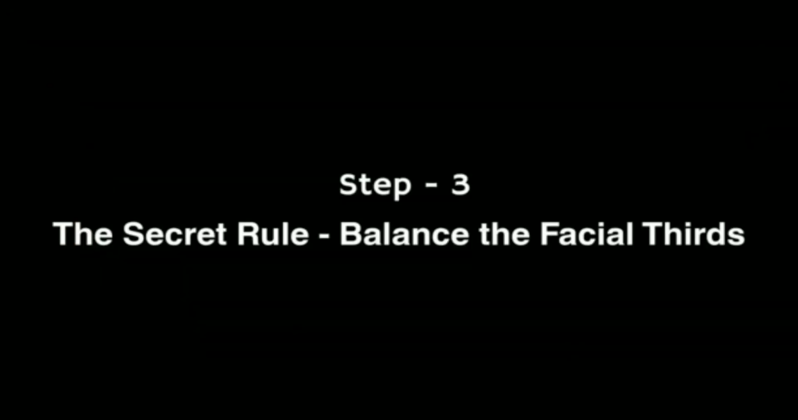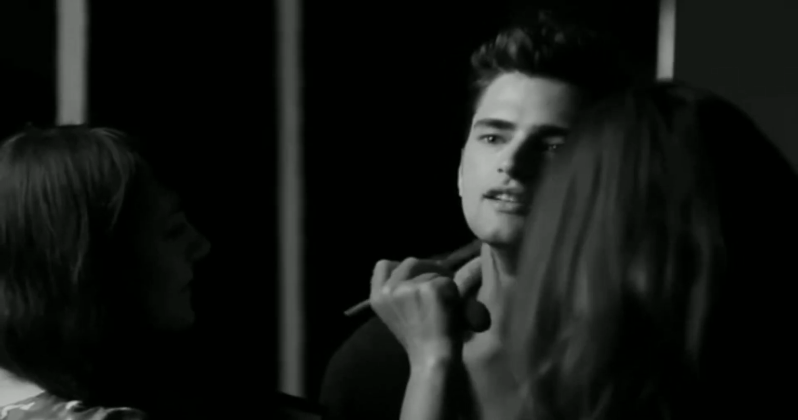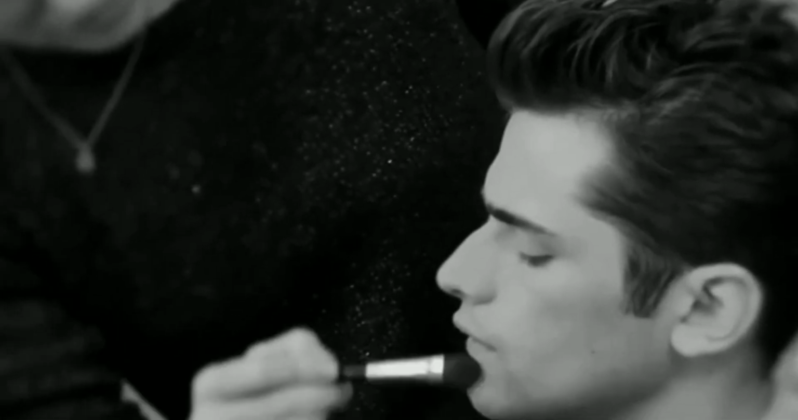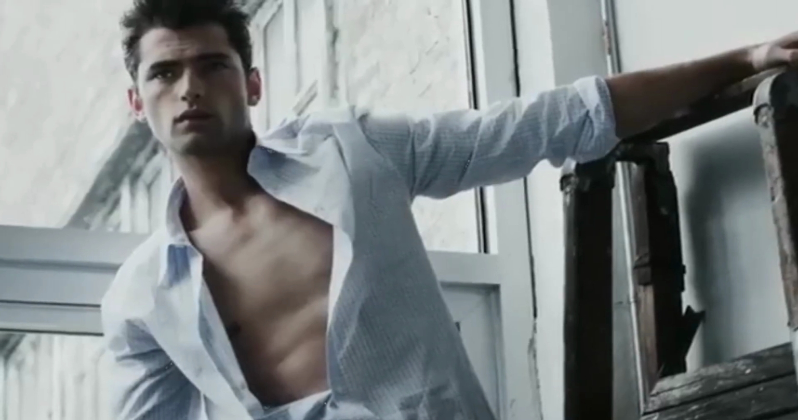Step 3. The secret rule: balance the facial thirds. This is the secret trick used by top stylists. Divide your face into 3 equal parts: from the hairline to the eyebrows, from the eyebrows to the bottom of the nose, and from the nose to the chin. A naturally attractive look comes from keeping these 3 sections visually balanced.